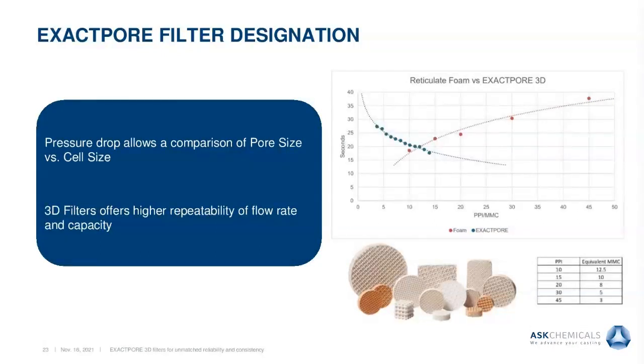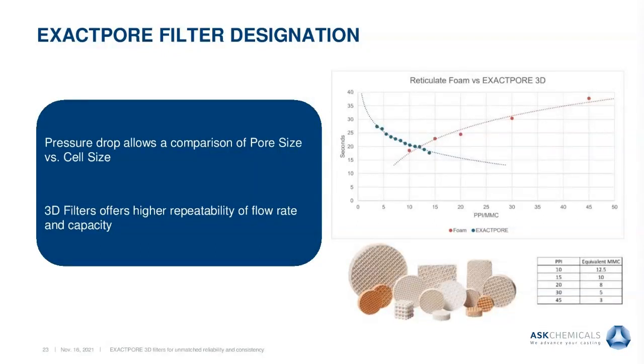PPI and MMC have an inverse relationship. If you increase the number of PPI, you decrease the size of the cell. With MMC, as you increase the number of MMC, you increase the size of the cell. The right side chart shows a pressure drop comparison of pore size versus cell size, which equates very similarly to flow rate. The samples of pore size and MMC were put on the chart to create a trend line.